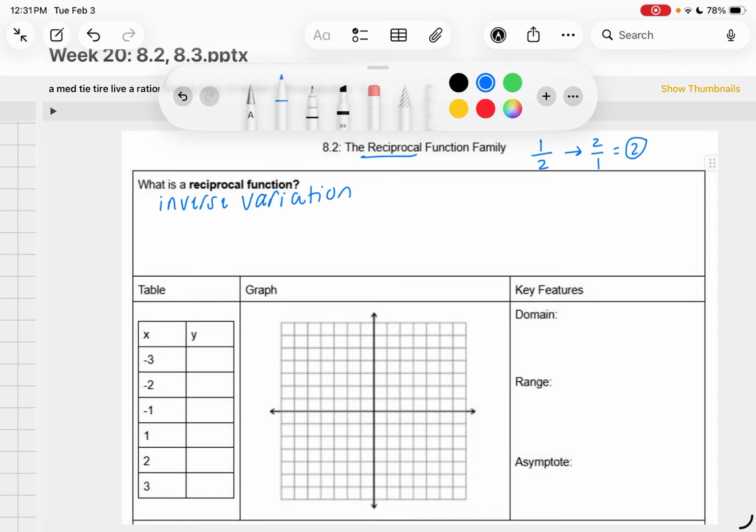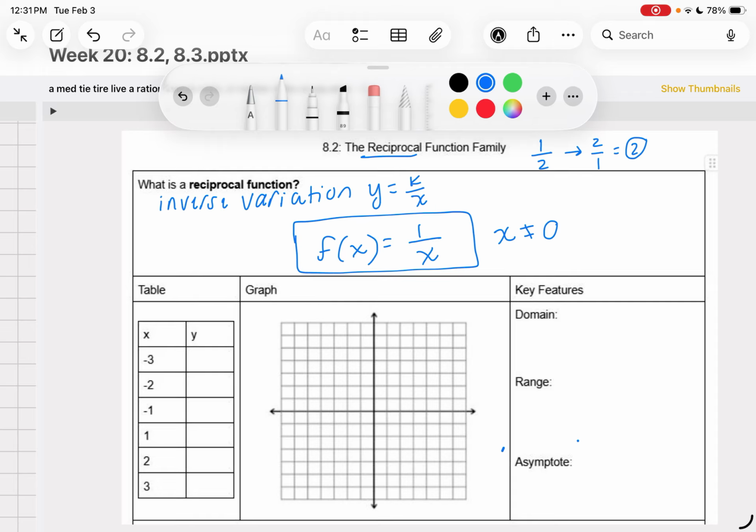So that means it's going to be of the form y equals k over x. Okay? So when we use function notation, we write this as f of x equals 1 over x. So this is like the parent function, the most basic reciprocal function. Just like we talk about a quadratic or a linear or an exponential function, this is its own function family that has its own unique graph.